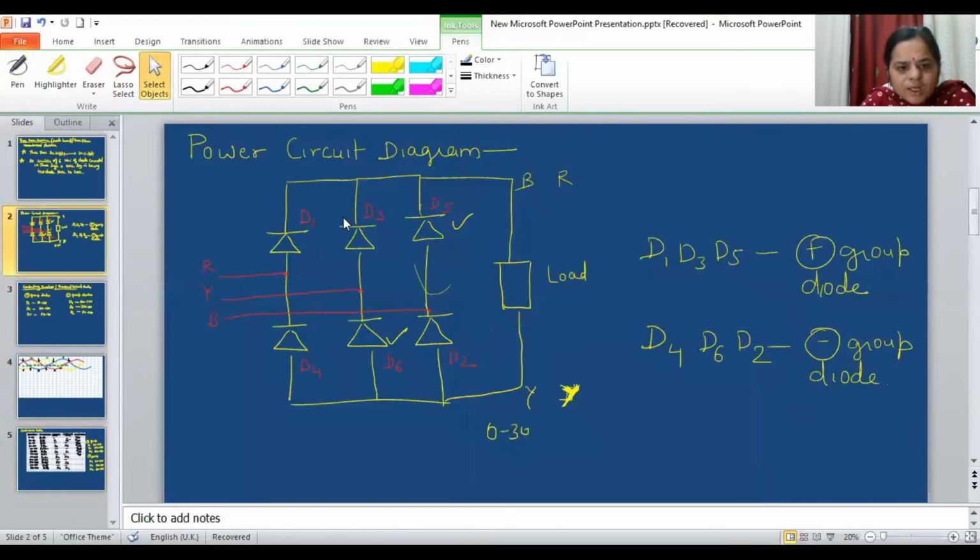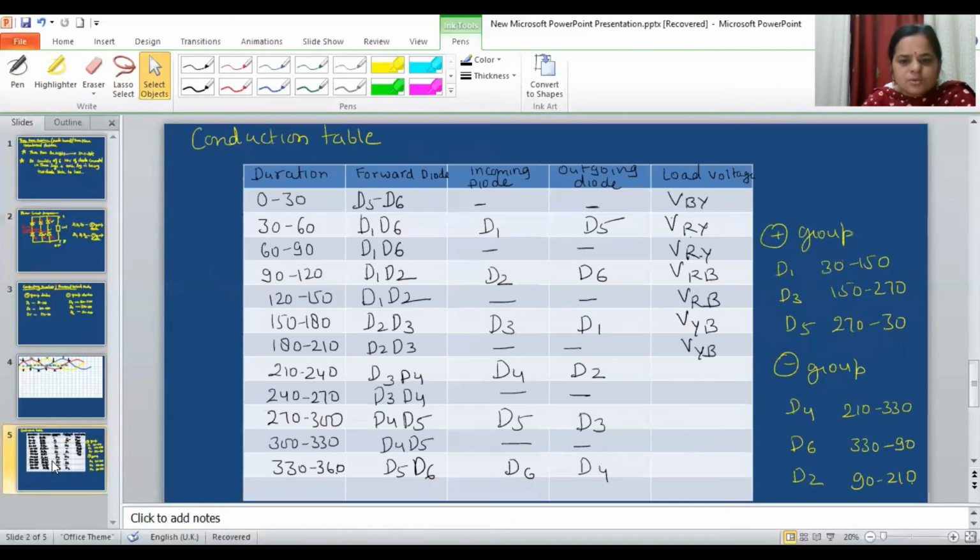Now 3, 4. When 3 and 4 are conducting, 3 will be a short circuit and 4 will be a short circuit. So through this short circuit, Y will be at the upper part of the load and R at the lower part. So VYR.